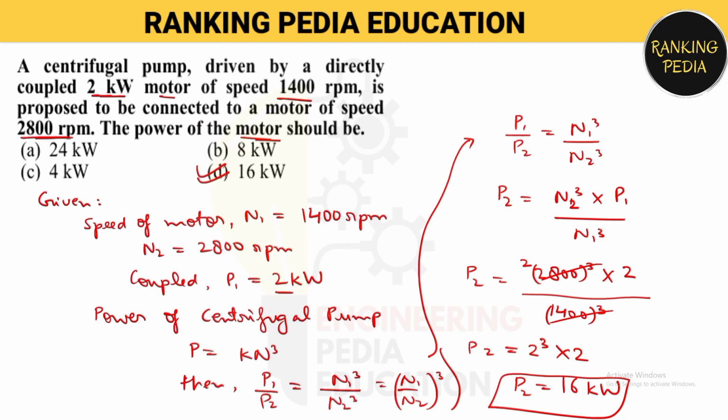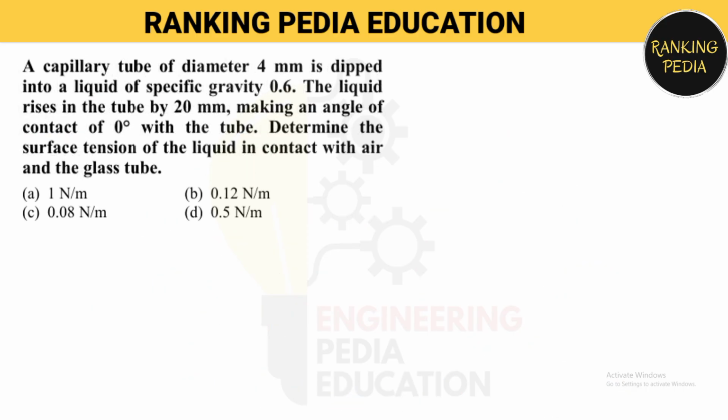Okay. Next question is, a capillary tube of a diameter mentioned 4 mm is dipped into liquid of specific gravity, specific gravity mentioned 0.6. Next, the liquid rises in the tube by 20 mm, making an angle of contact, which is mentioned as 0 degree with the tube. We have to determine the surface tension of the liquid in contact with air and the glass.